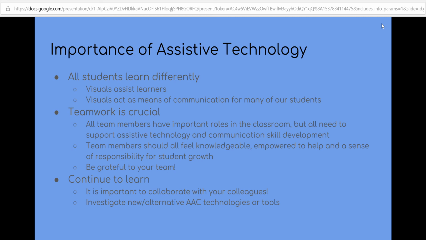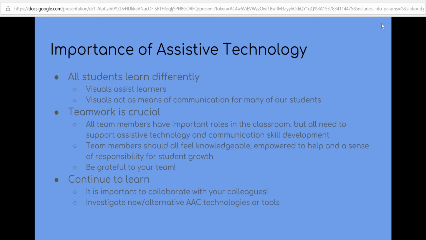It is also important that we as speech therapists continue to grow and learn new things. We have a lot of colleagues that we can collaborate with, and we should. We all have a lot of very valuable resources, and if we can combine some of these, we don't have to recreate or spend hours creating something that is already available to us.